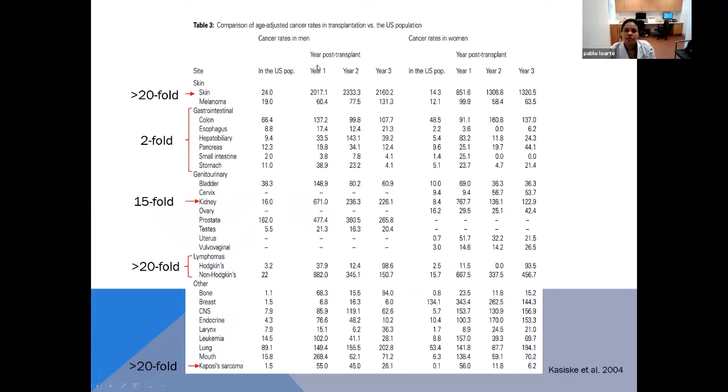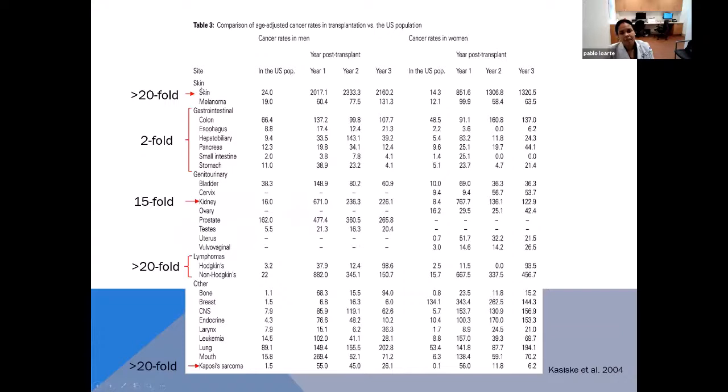Malignancy is more common in transplant patients. The most common malignancies in our patients are skin cancer, lymphomas, renal cell carcinoma, and Kaposi's. Skin cancer: patients with a transplant have more than a 20-fold increased risk of developing skin cancer, and it's non-melanoma skin cancer.